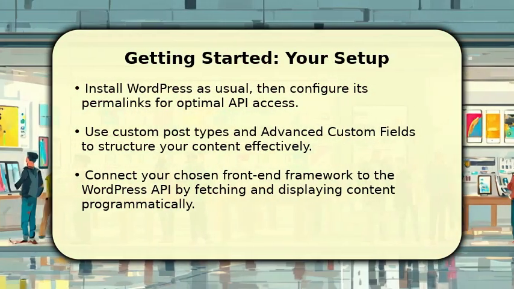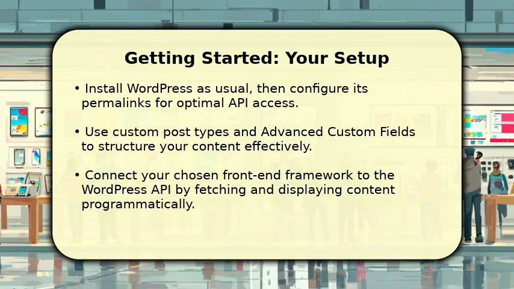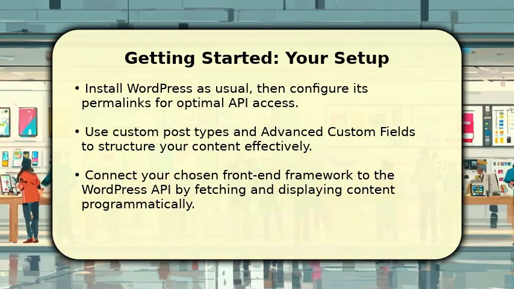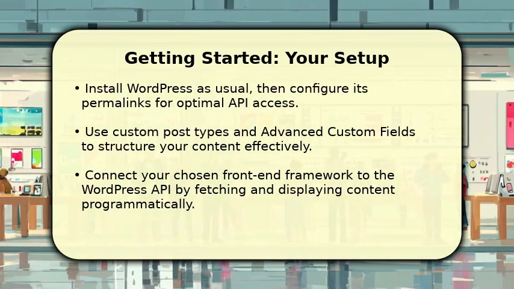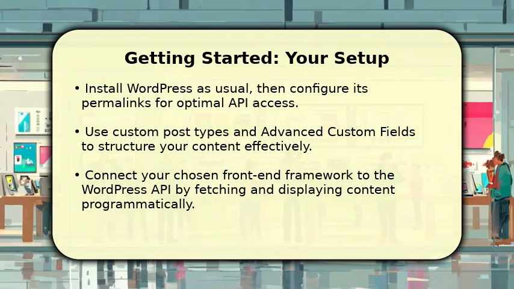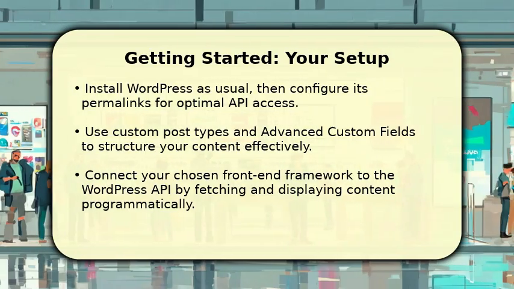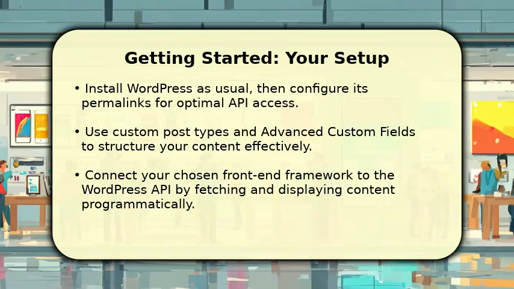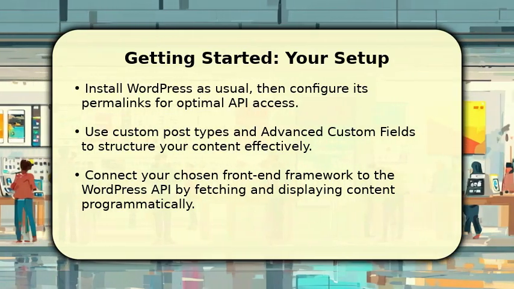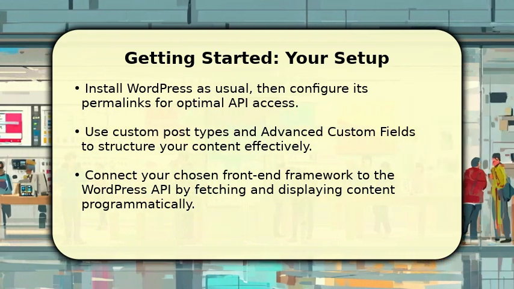Setting up your headless WordPress involves a few key steps. Begin by installing WordPress and ensuring its API endpoints are accessible, which often means proper permalink configuration. Next, leverage custom post types and powerful plugins to define your content structure precisely. Finally, your front-end application will then make calls to the WordPress API, retrieving your content and rendering it beautifully, offering full control over the user experience.